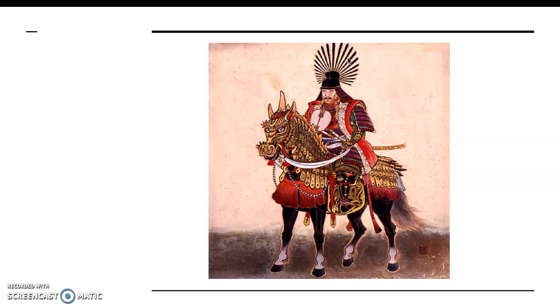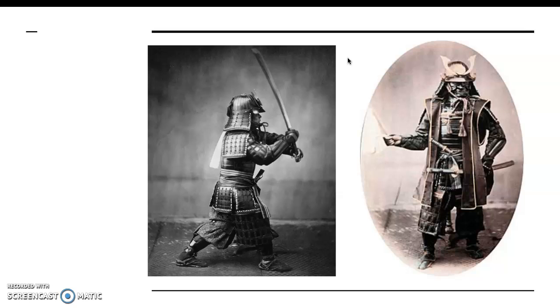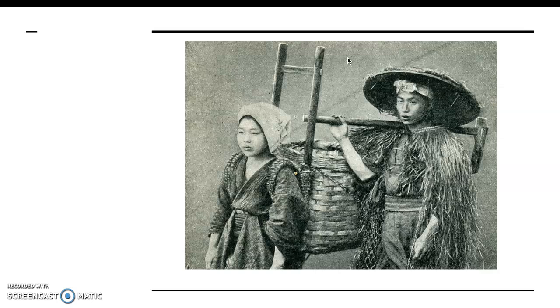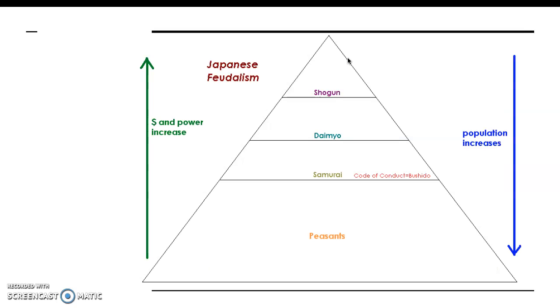There are the daimyos, also known as the lords of the samurai. And then a couple pictures of some of the last official government recognized samurai. These are taken in like 1889, 1890, towards the end of the 19th century. There you go. Social pyramid.